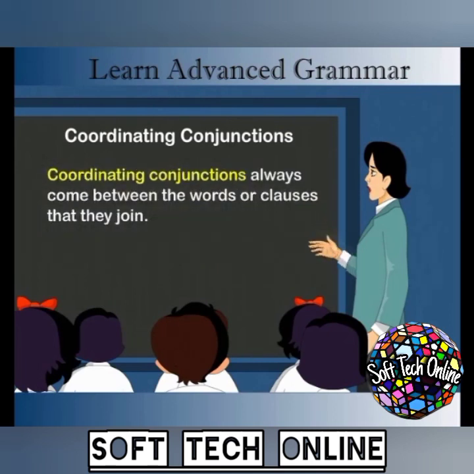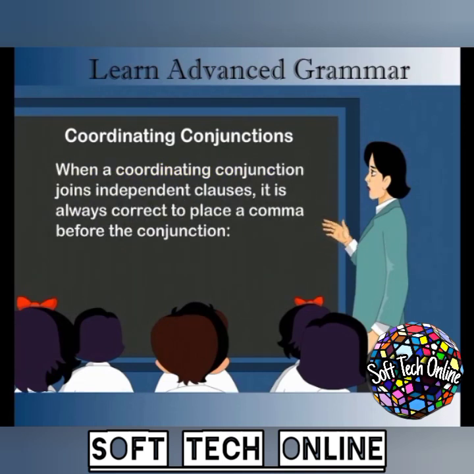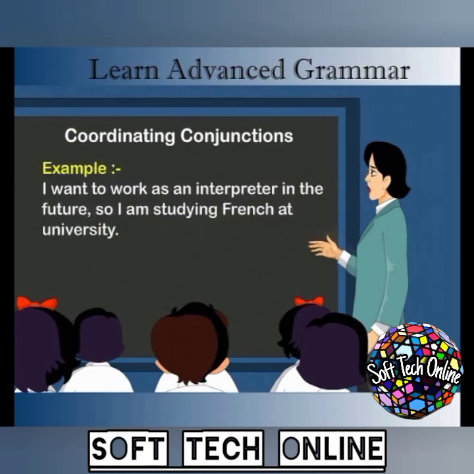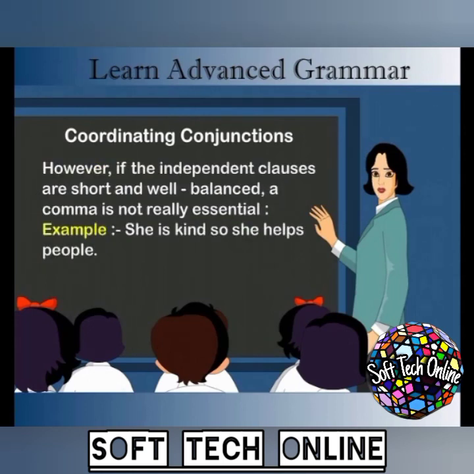Coordinating conjunctions always come between the words or clauses they join. When a coordinating conjunction joins independent clauses, it is always correct to place a comma before the conjunction. Example: I want to work as an interpreter in the future, so I am studying French at the university. However, if the independent clauses are short and well balanced, a comma is not really essential. For example, she is kind, so she helps people.